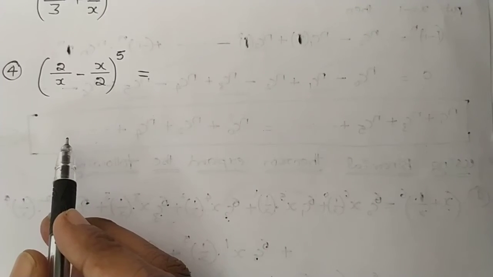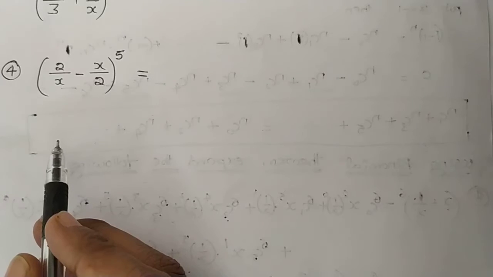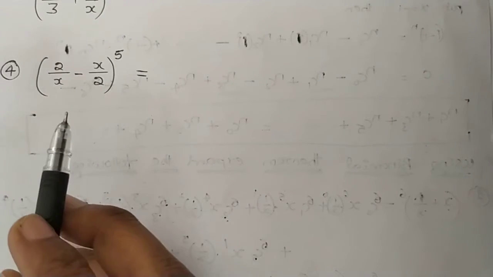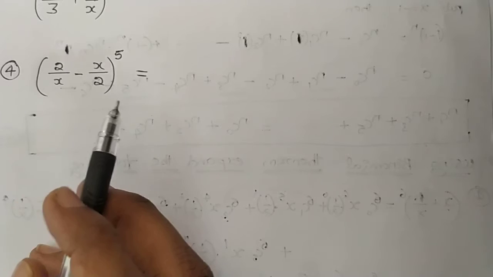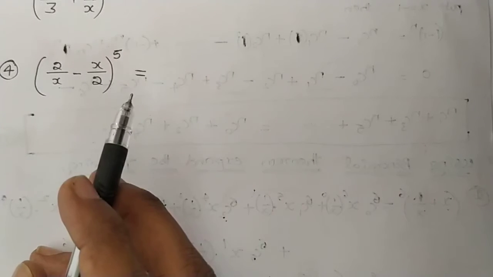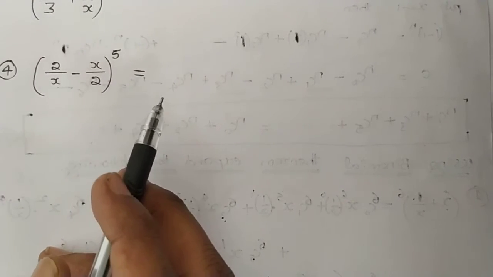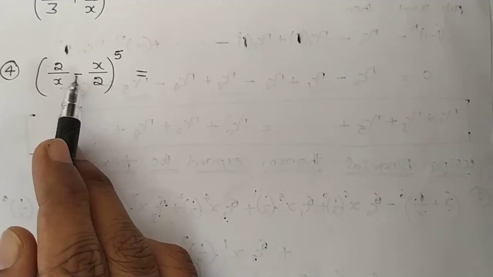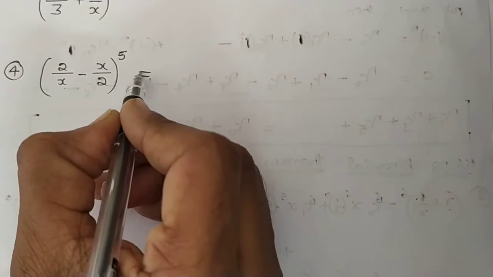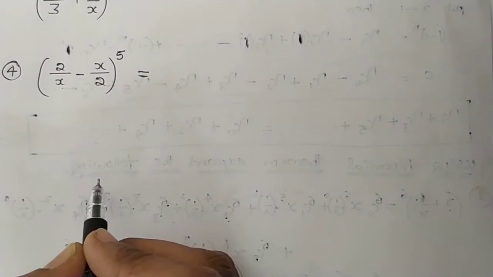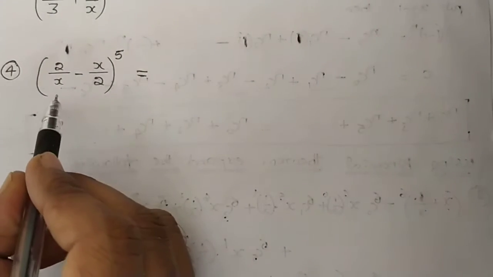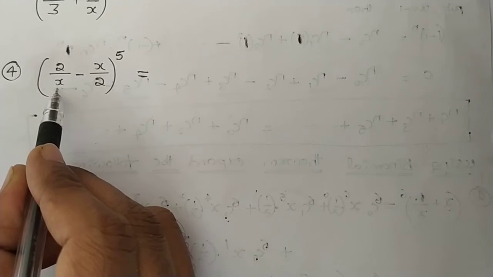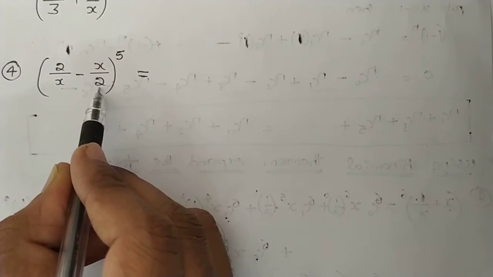What is the expansion of (x minus y) whole power n? First plus, then minus, then plus, then minus, then plus, then minus. Here we have the sign minus, so we have to use the expansion of (x minus y) whole power n. Before that, we know that the power of the first term decreases, and the power of the second term increases, isn't it?